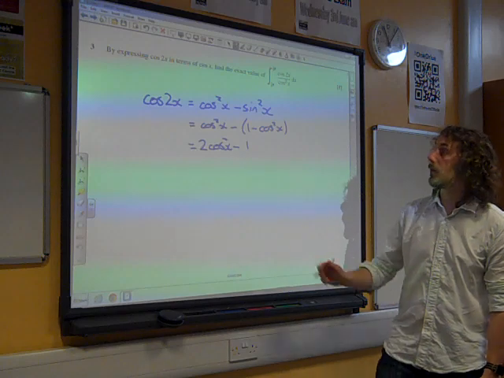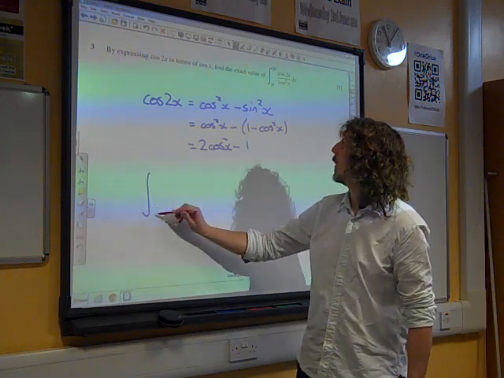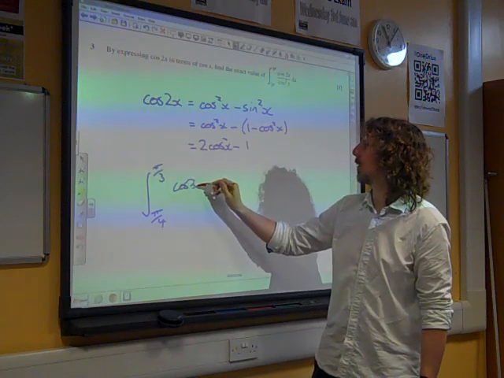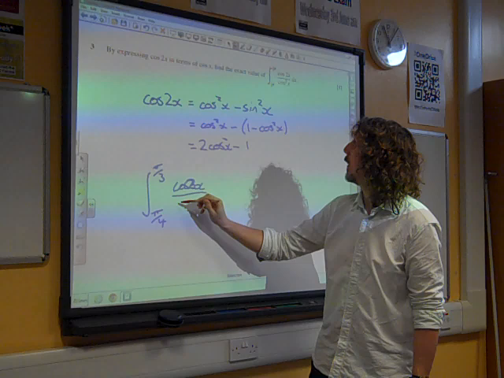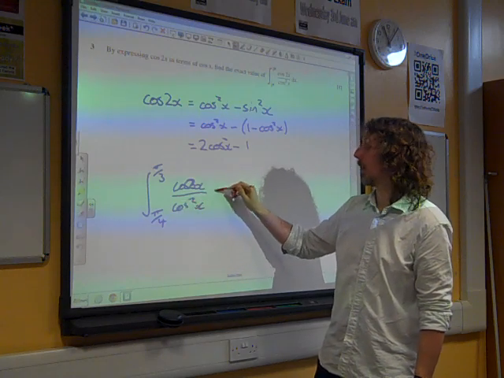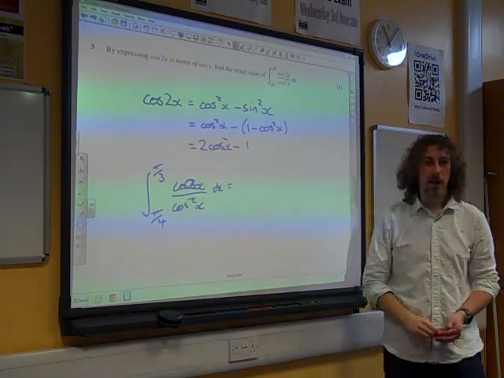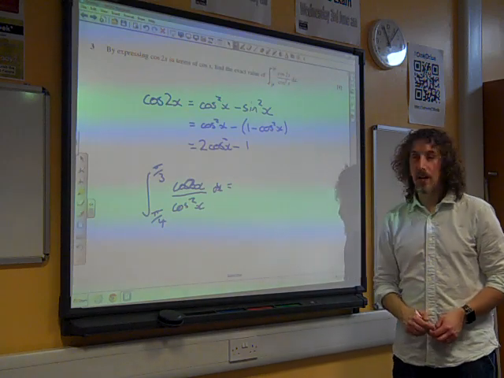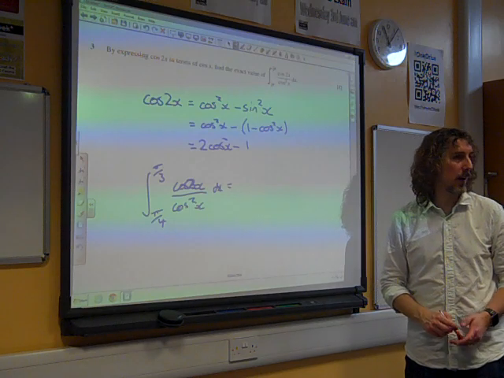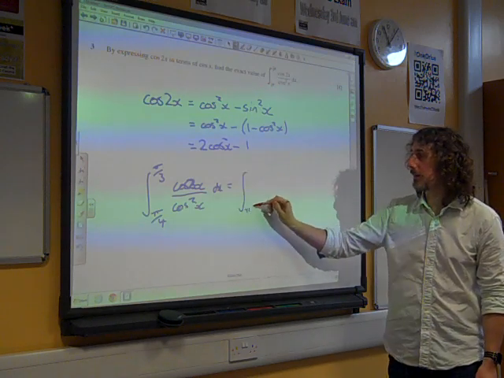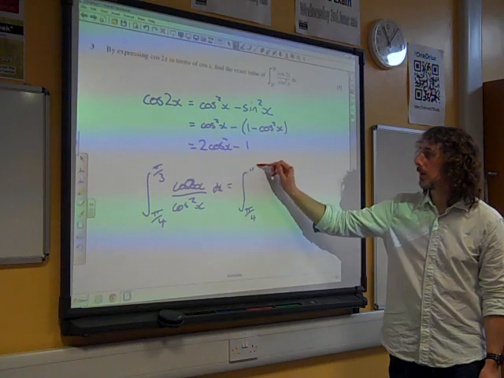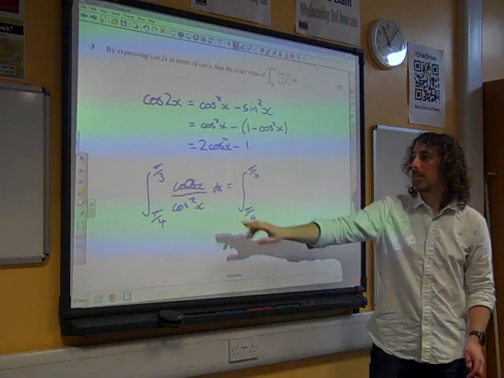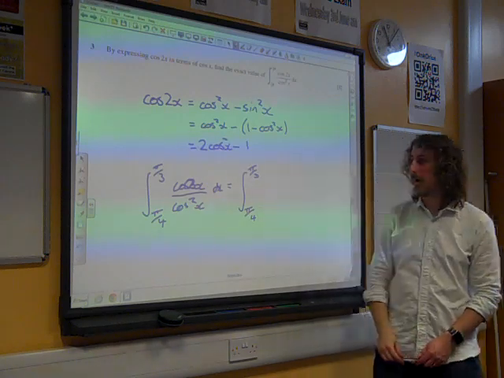Right, so this is what we're integrating. The integral from pi by 4 to pi by 3 of cos 2x over cos squared x dx. I think the question has said by expressing, so I think the first move that we would make here is kind of an obvious one. We would replace that cos 2x. Would we? Oh no, hang on, we need to think about how we're going to link these things together.